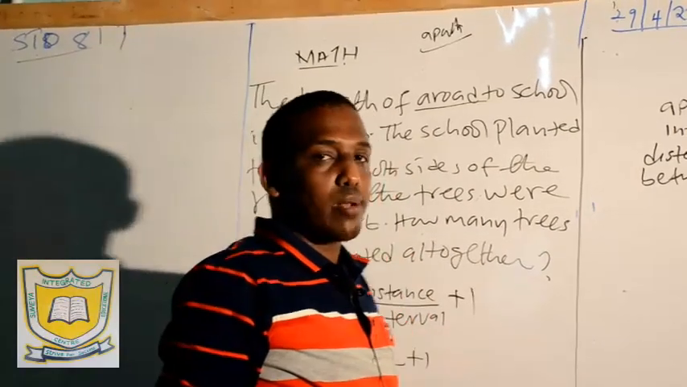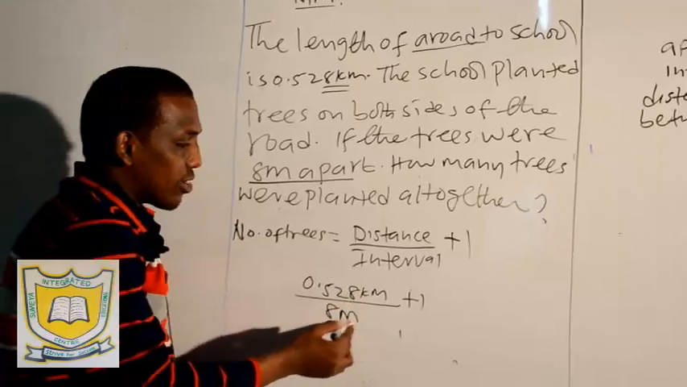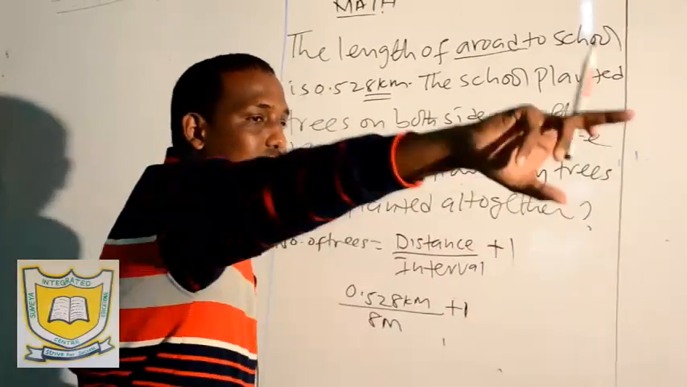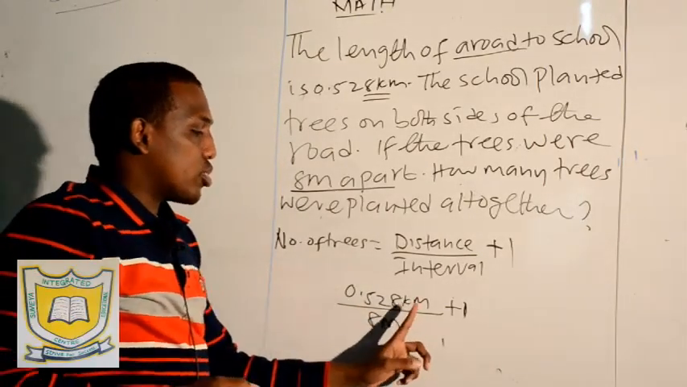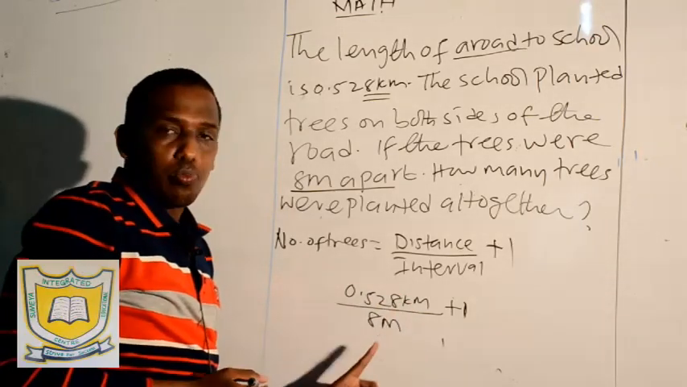This question is very examinable, and the learners should take it seriously. So distance over interval plus one. Distance is the length of the road. Now, let us divide. We cannot divide because this one is in kilometers and this one is in meters. We change kilometers to meters now.